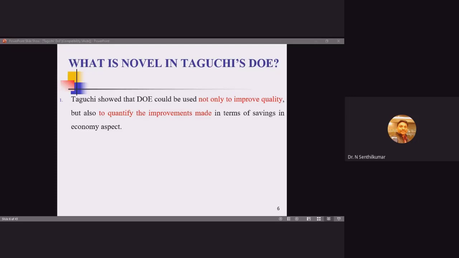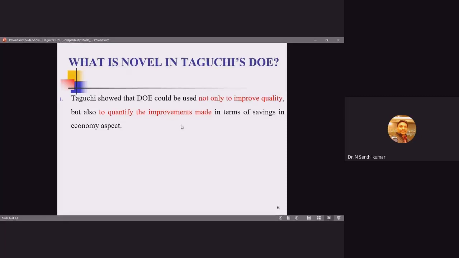So as we all know, he is not going to improve, as Taguchi has included the quality principles in the DOE. Apart from including the quality, he is also going to quantify the improvements made. What is the purpose of quantifying? How much savings are we going to have? For example, I am going to optimize the material removal rate. The material removal rate has to be maximized, right?